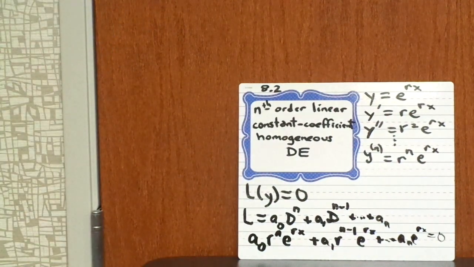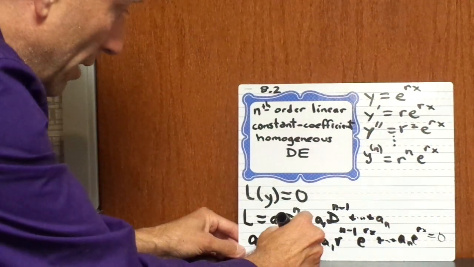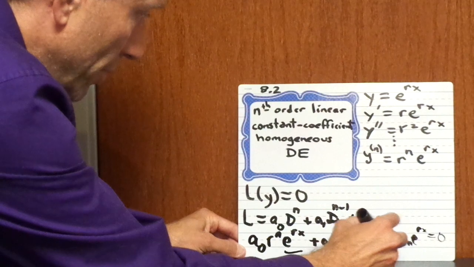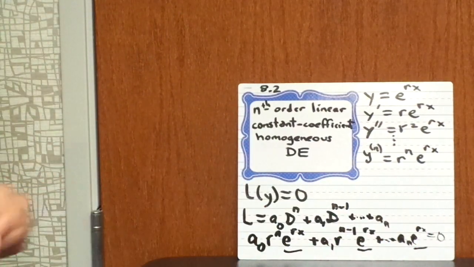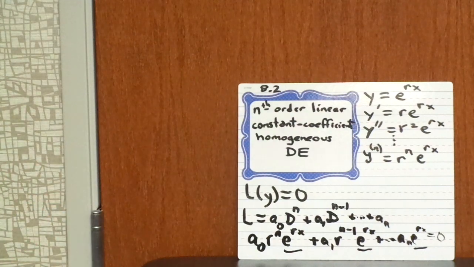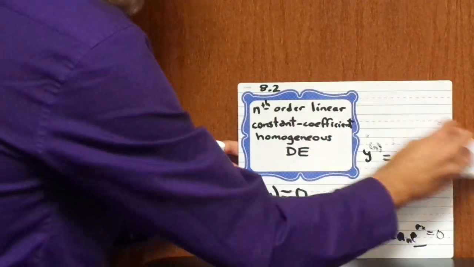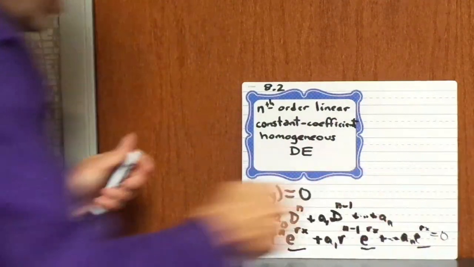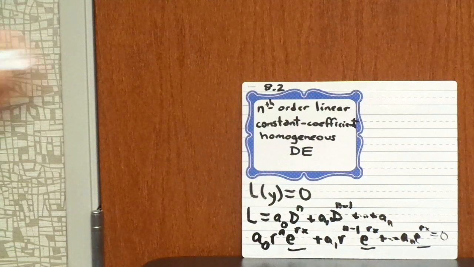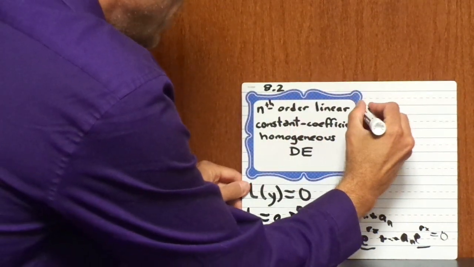I hope you can read that all right. It's a little bit sloppy, but every single one of these terms has an e to the rx in it. There's an e to the rx in every one of those terms. So I'm going to factor out that e to the rx and see what happens. Let me give myself a little bit of room up here to write down what would happen if I factor out e to the rx.